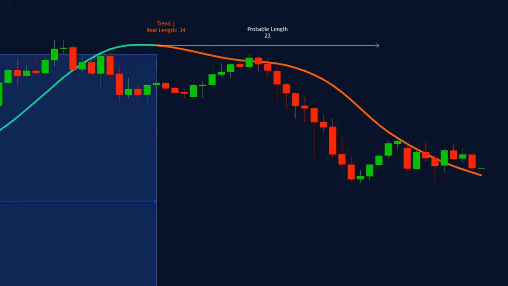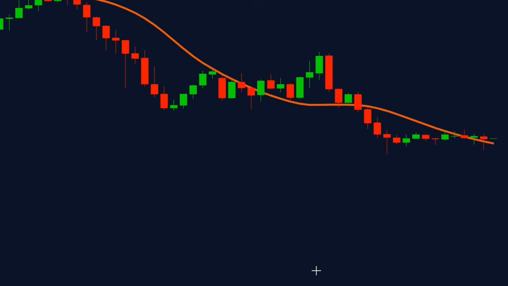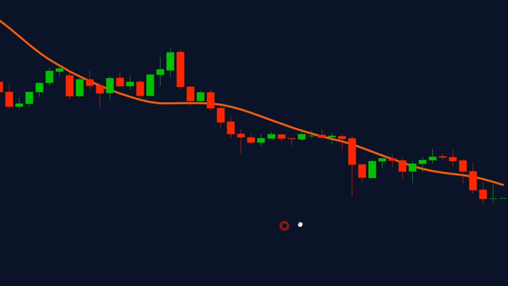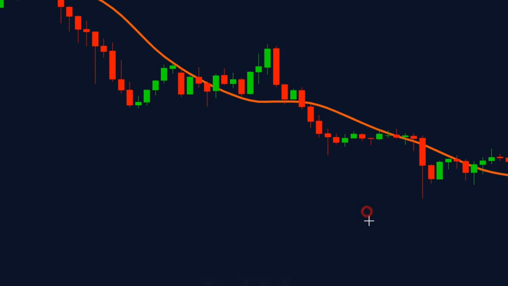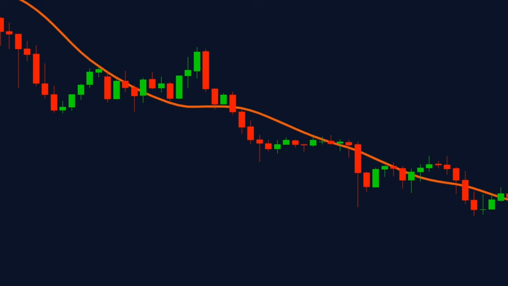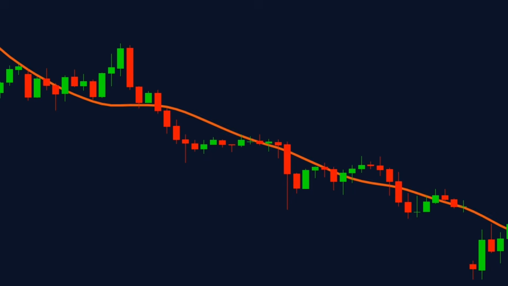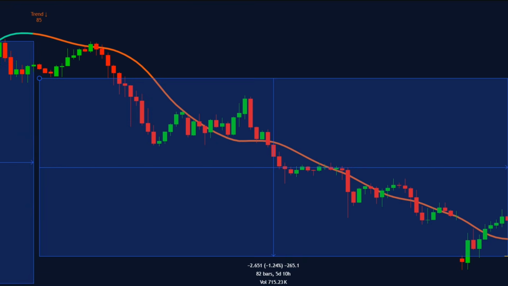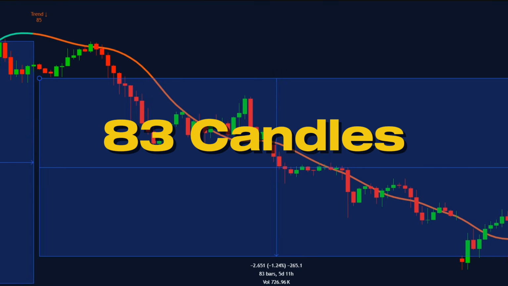So let's apply a mental model here. We need to see if the market respects this 23 candle window, if it falls short, or if the momentum is strong enough to push it further. As you can see, the prediction was 23, but the selling pressure was significant. The price continued to drop for a total of 83 candles.